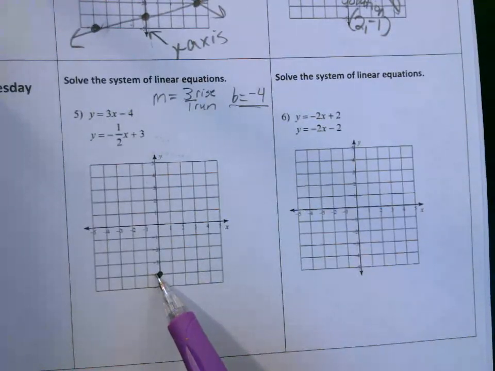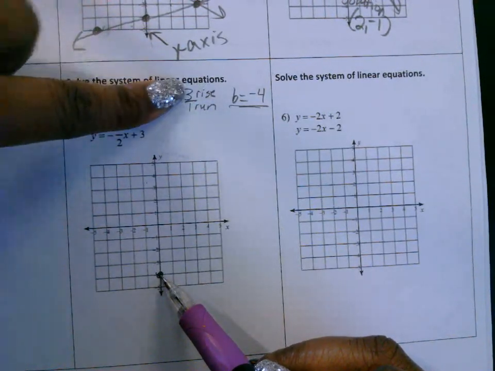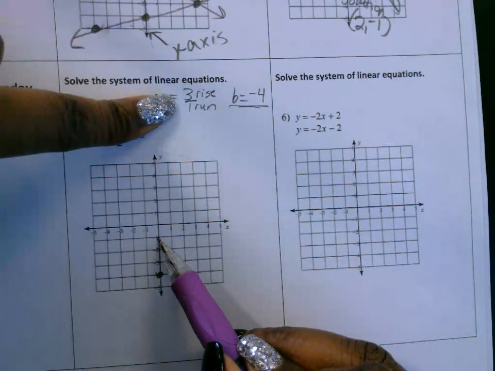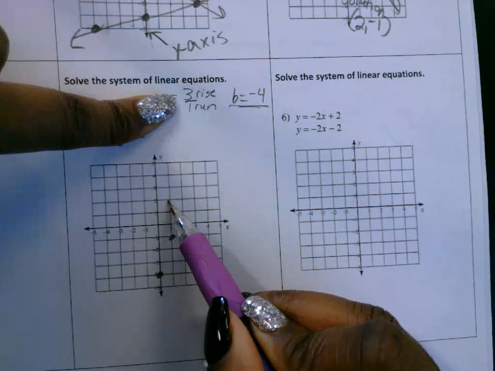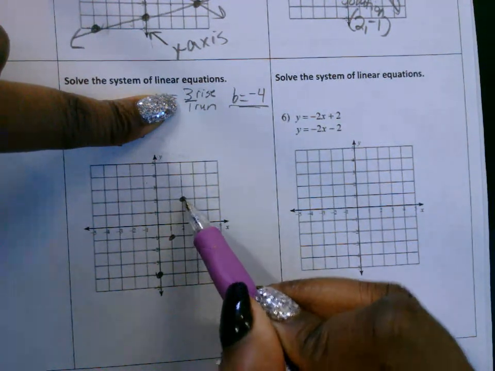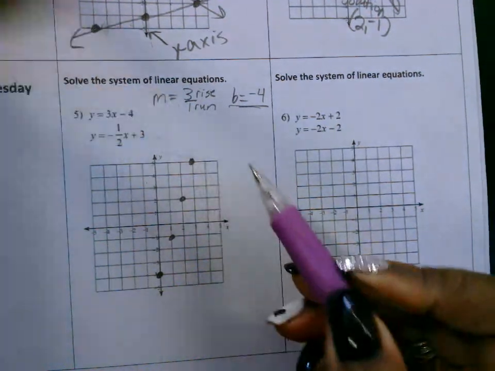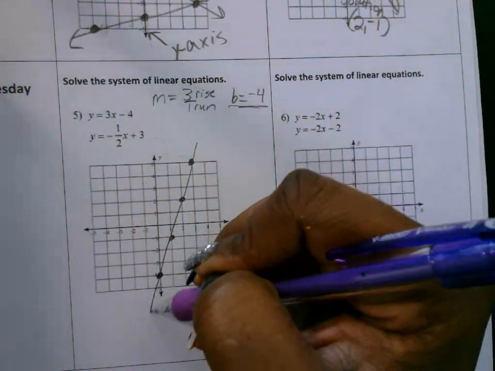Now we're going to use our rise over run to put points on the line. From this point, am I going to go up or down? Up. How far do I go up? 3, because rise is a +3. 1, 2, 3. Then how far do I go over? To the right, because it's a +1, so go to the right 1. Let's do it again. Up 1, 2, 3, to the right 1. Up 1, 2, 3, and to the right 1. Okay. Now we can connect those points.